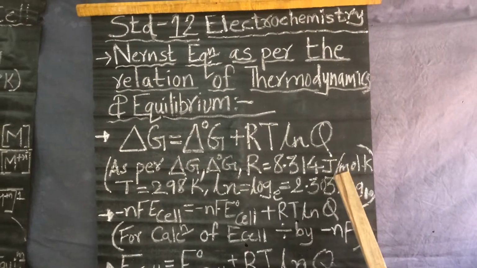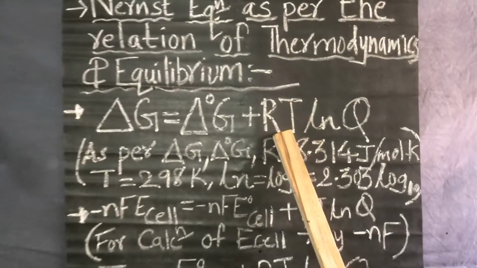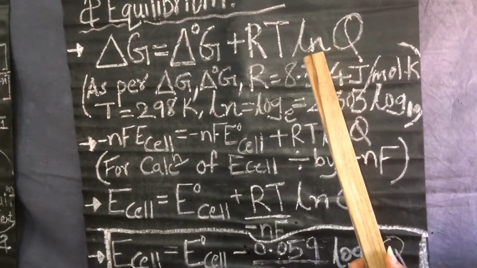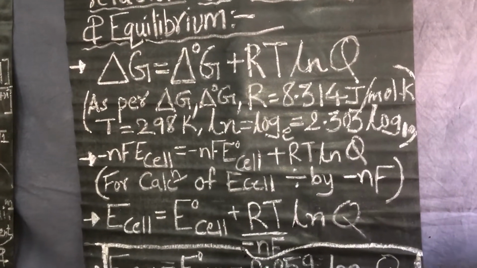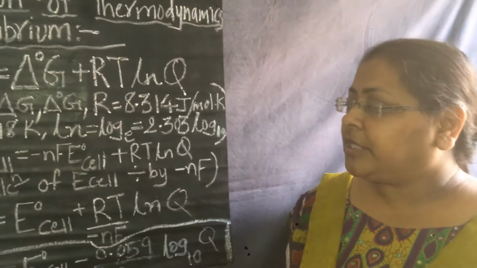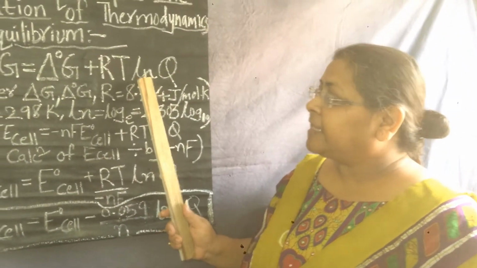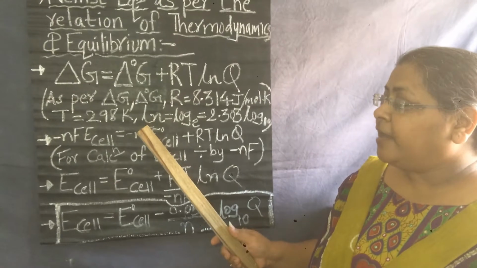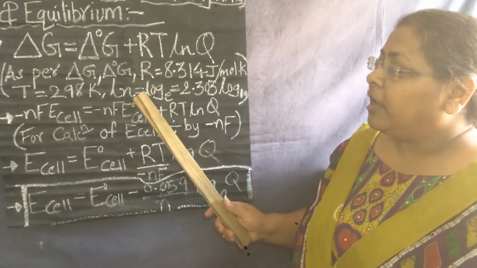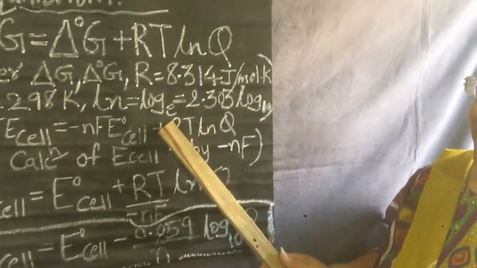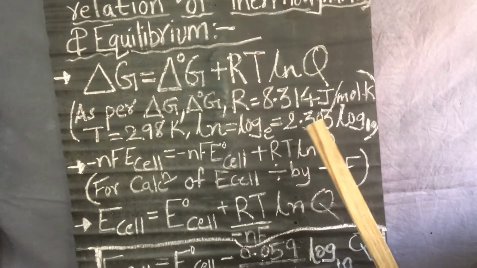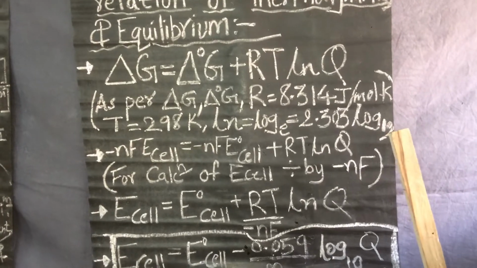8.314 joule per mole Kelvin. T is the standard temperature, 298 Kelvin. And ln stands for natural logarithm. Those who are from the maths group have this idea, but those who are from the biology group, please pay attention. ln stands for the natural logarithm, which is log to the base e, and it is equal to the numerical value 2.303 log to the base 10.